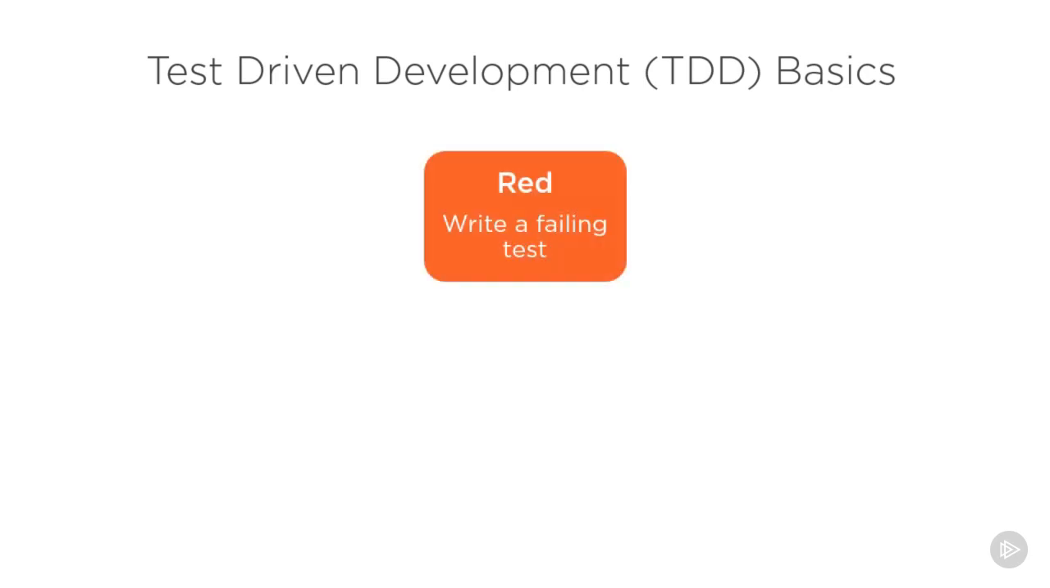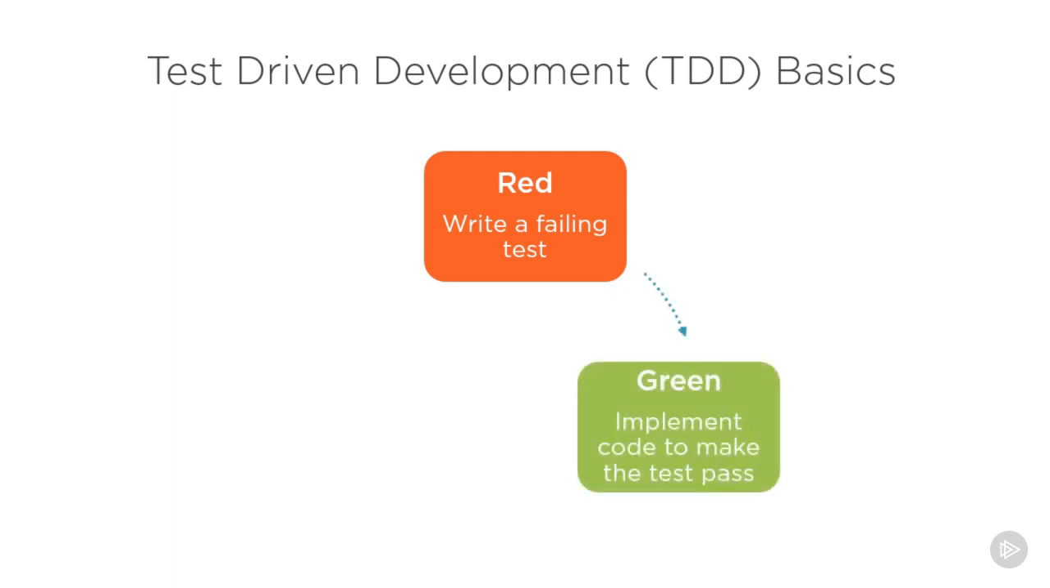Test-driven development is an approach that uses unit testing to drive the design of your code. In test-driven development, you always write the test first. So the first thing you do is write a failing test. Then when you are done with your test, you implement the code to make the test pass.